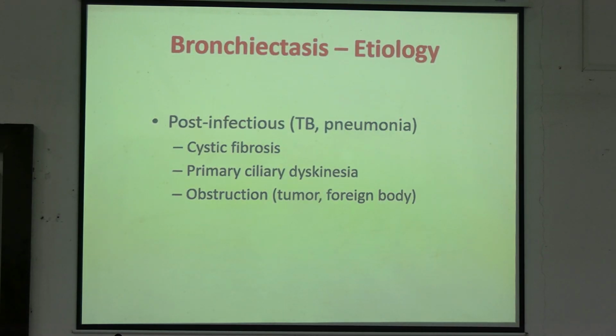So what is the etiology? What are the causes? The causes can be infection, meaning after infection there can be bronchiectasis. After tuberculosis or pneumonia we can have bronchiectasis. Cystic fibrosis, then primary ciliary dyskinesia, or any obstruction due to tumor or foreign body. So this is the etiology of bronchiectasis.